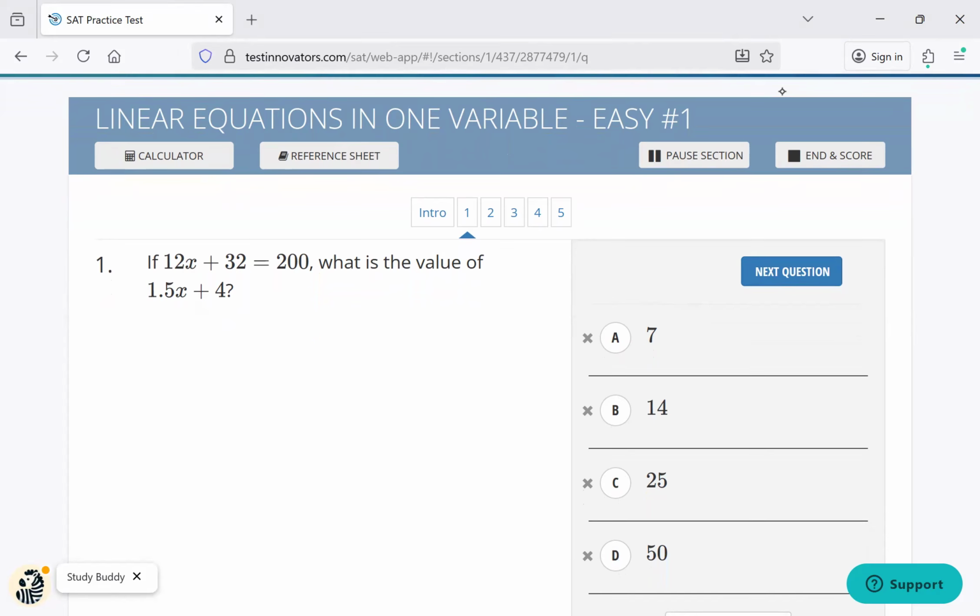The only thing I would do is just solve for x. Okay, so we have 12x plus 32 equals 200, and I have to solve for 1.5x plus 4. So I have no choice but to solve for x. What I'm going to do is subtract 32 from both sides, and you get 12x equals 200 minus 32.